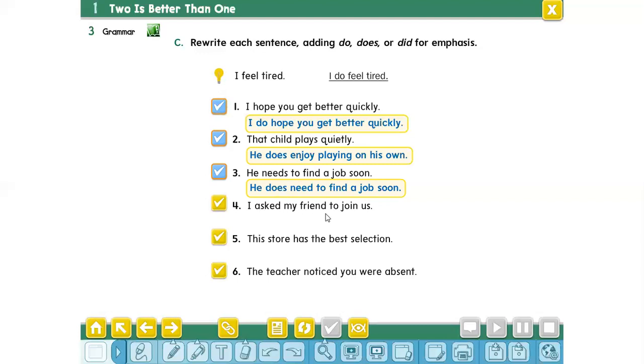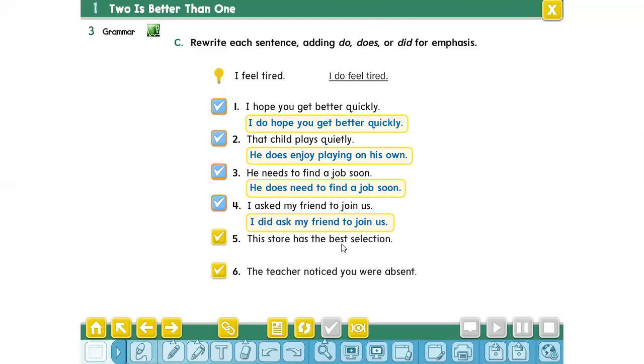I asked my friend to join us. Asked. What kind of verb is it? Yes, very good. It's a past verb. So can we use do? I say, I do ask? No. I does ask? No. I did ask. Very good. Excellent, you are. I did ask my friend to join us because the main verb is in the past tense. And be careful, we have to use the first form of the verb after we use what? Did.